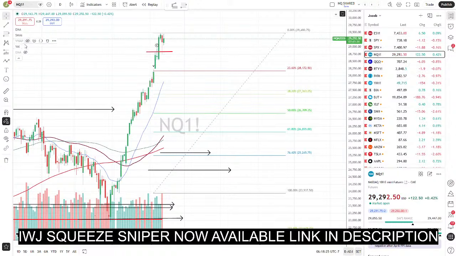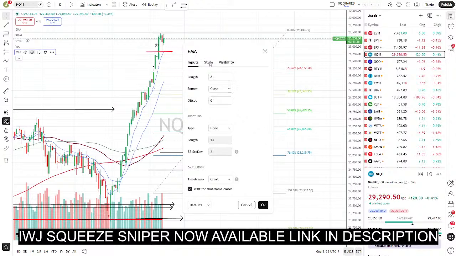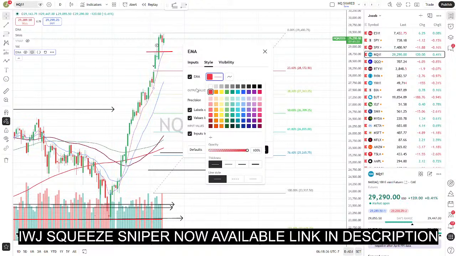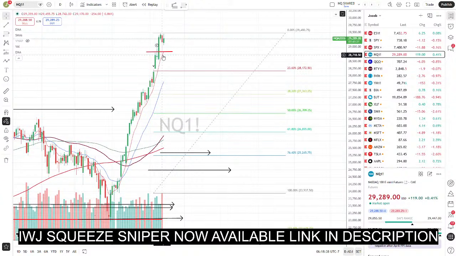On the NASDAQ, they did the same thing. They pulled back to the 8 here. It should be red. I don't know why it's blue. That's annoying. They pulled back to the 8 and bounced off of it.